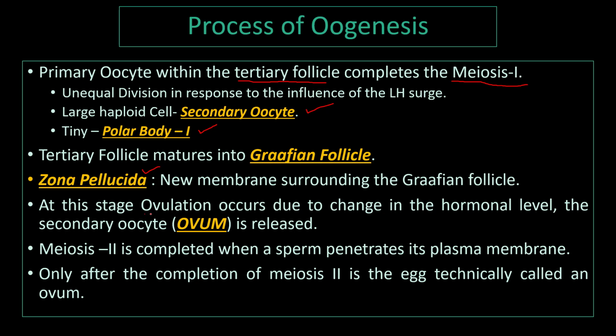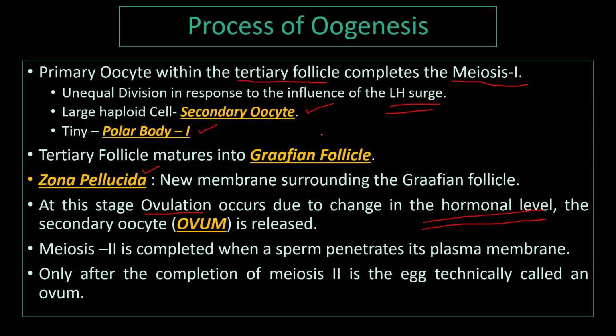Remember, the ovulation is going to occur again in response to a change in the hormonal level, and that is nothing but the again surge in the luteinizing hormone level. And during the ovulation process, there is going to be the rupturing of the Graafian follicle or the mature follicle, and the ovum is released surrounded by a layer called corona radiata. We'll see that in a minute.